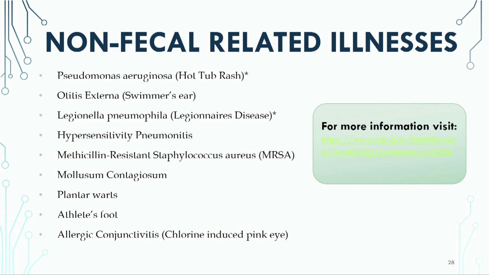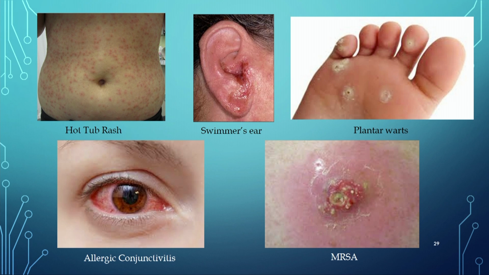These thrive in warm and moist environments, so that's why it's also important to have good ventilation inside. That way it doesn't become moist and warm on the floor, for example, on the tiles. And then here are some picture examples of these. You have your swimmer's ear, your plantar warts. You even have MRSA on there, which is a possibility. You also have your allergic conjunctivitis, and you have your hot tub rash.